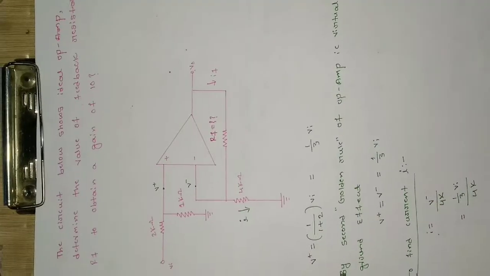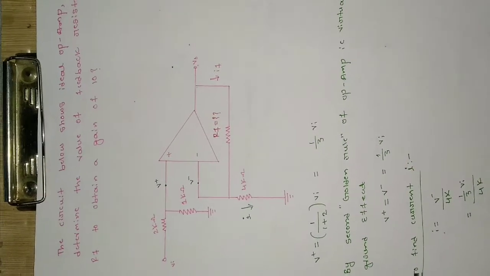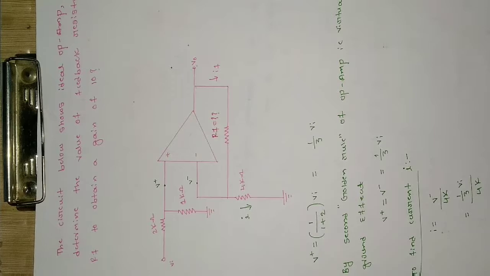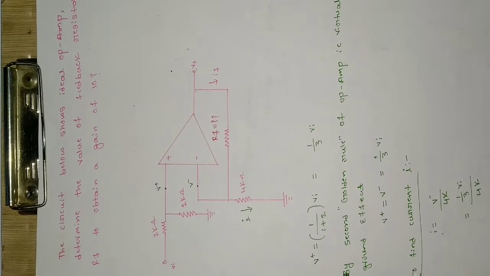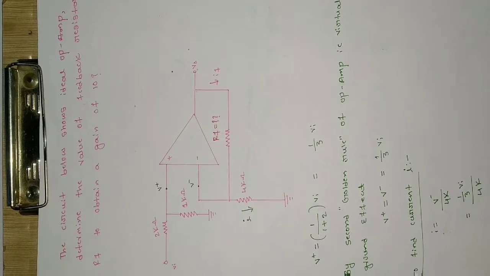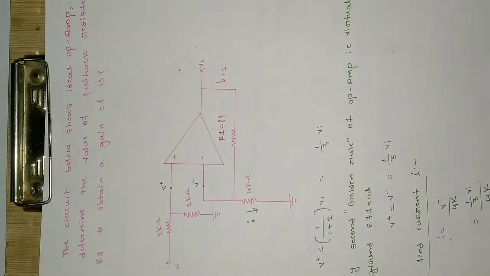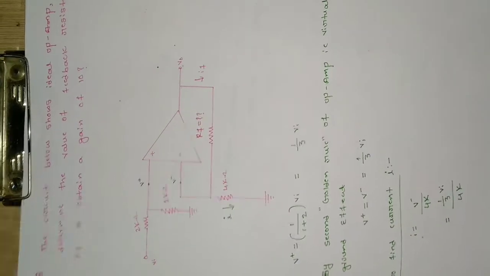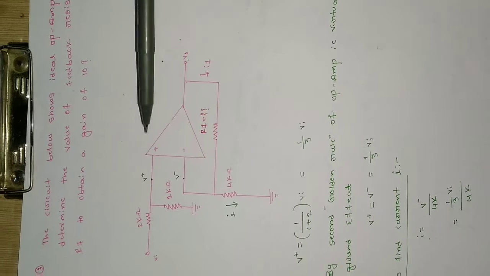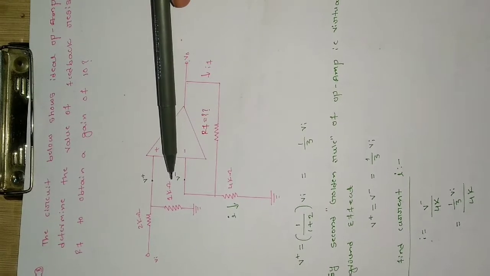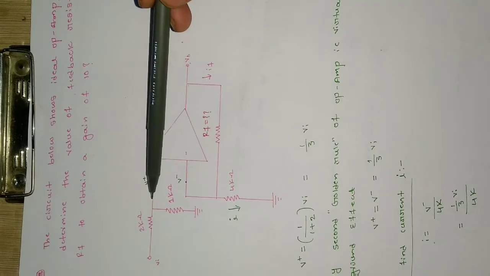Alright, so moving on to the next problem in our tutorial, that is the third one. The problem given is: the circuit below shows an ideal operational amplifier. Determine the value of the feedback resistor RF to obtain a gain of 10. So what they have asked is that we have to obtain the resistance RF value. The circuit consists of the input voltage Vi and the input resistance of 2 kilo ohm, and a resistance of 1 kilo ohm connected in parallel with that one. So this forms the voltage divider circuit here.